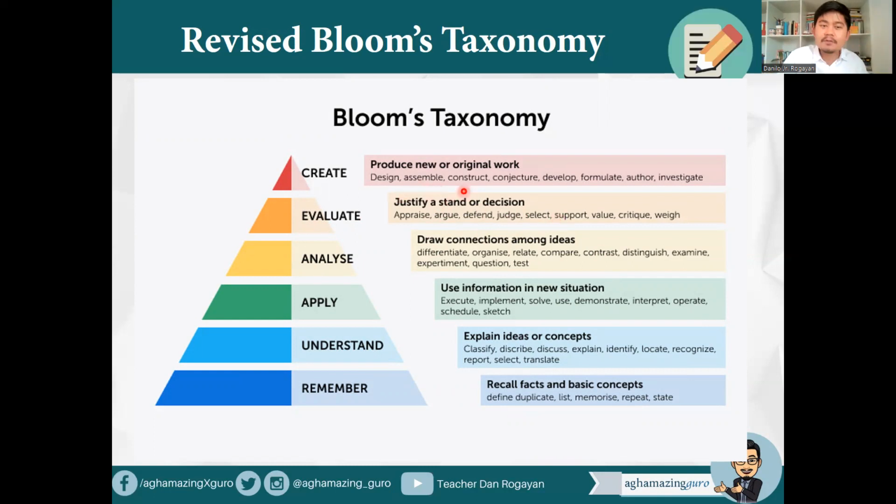And of course, creating is producing new or original work. So here, you can have products, no, or outputs like designing, assembling, constructing, conjecturing, developing, formulating, authoring, or investigating. So in our previous question, the students are asked to formulate or to craft their own teaching philosophy. That is part of creating.